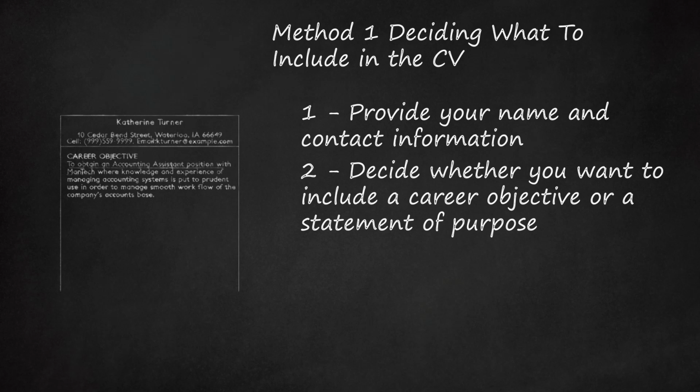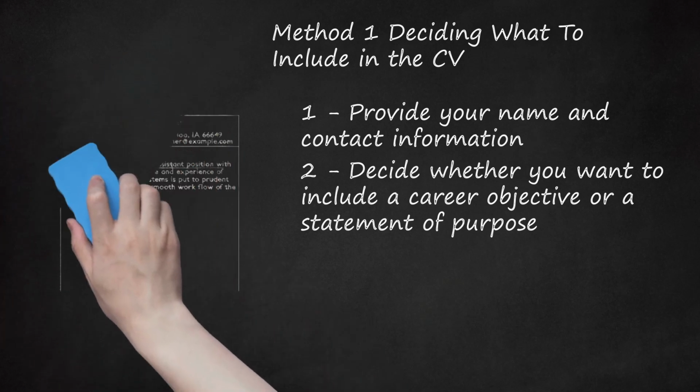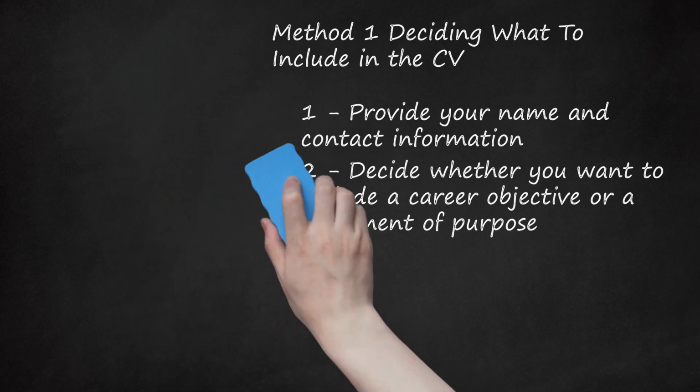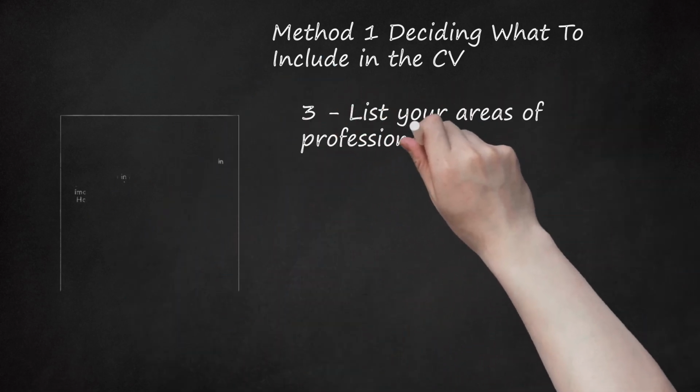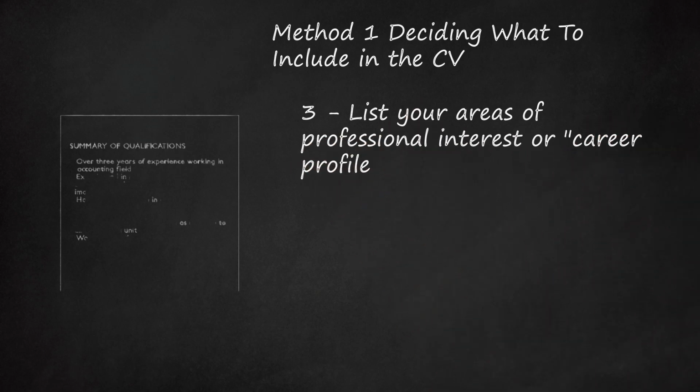The career objective might be used to state what you might bring to the position of accounting assistant. This is an opportunity to let the company know about your own skills and abilities. An example of a career objective statement for an accounting assistant CV might be, to obtain an accounting assistant position with your company, where my knowledge and experience of managing accounting systems is actively used to manage effective workflow of your company's accounts.